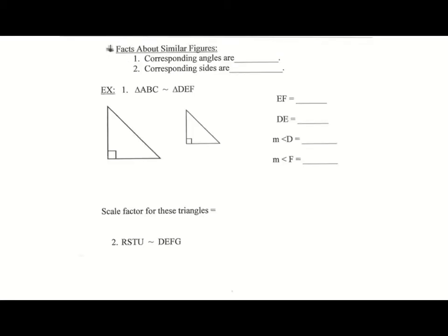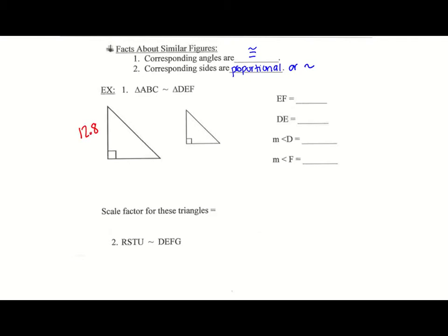Like I just mentioned, facts about similar figures: corresponding angles are congruent, so we have our congruent symbol, and corresponding sides are similar or proportional. The reason I'm using that word proportional is we just talked about proportions in 7.1. Now we're going to look at an example where we have to use proportions to figure out if our triangles are similar or not.